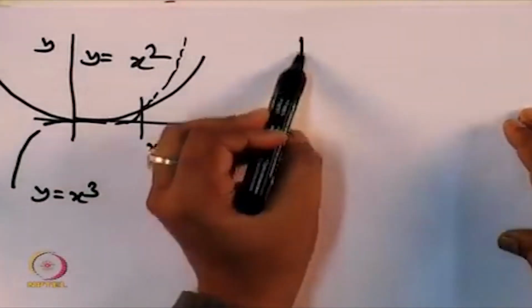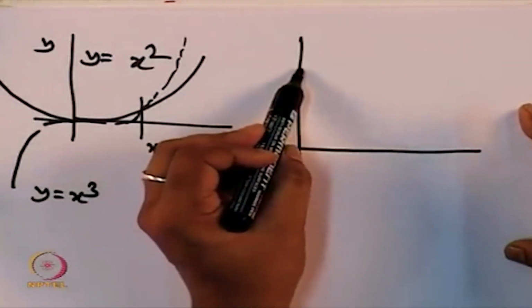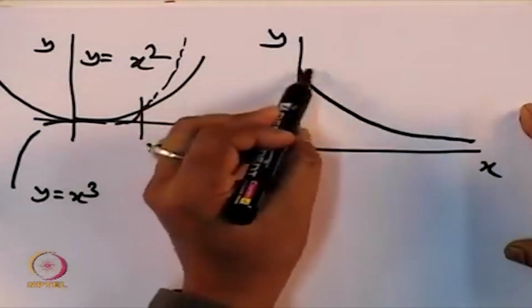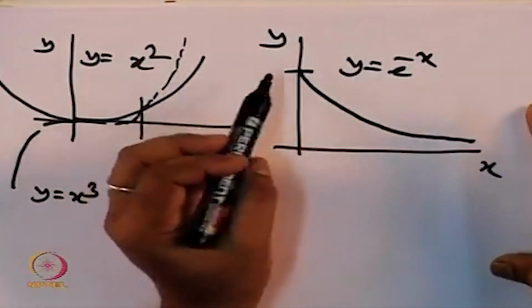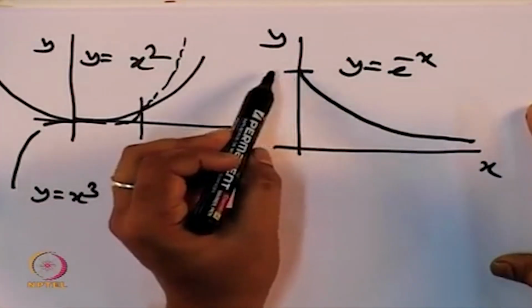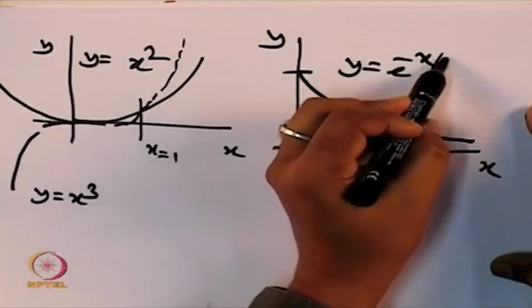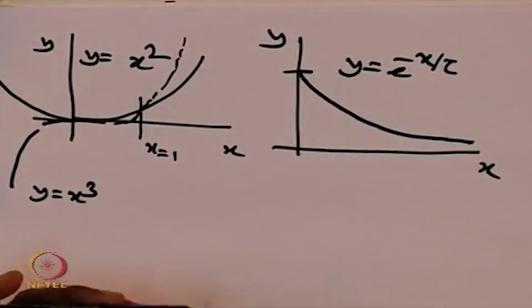Besides polynomials, you can have exponential curves. Let us say an exponential decay curve will look like this. Let us say this is x, this is y. If y is equal to e to the power minus x, in terms of decay, at x equal to 0 you have y equal to 1, and then you have a characteristic time. In the most general case, you have x by tau, which represents the time constant of the fall.